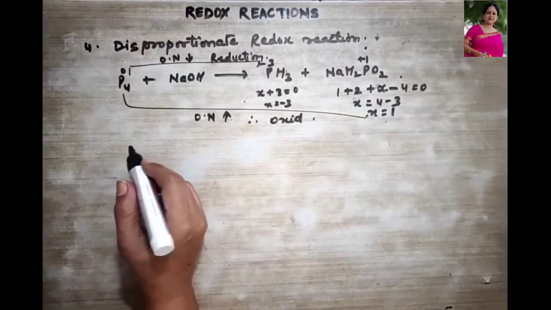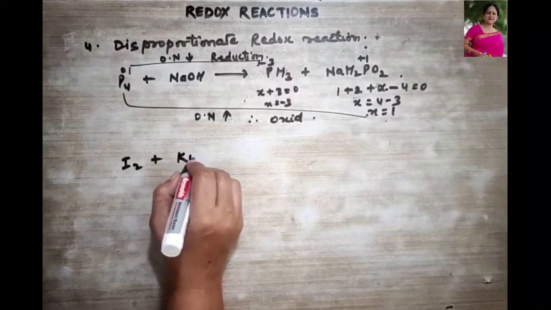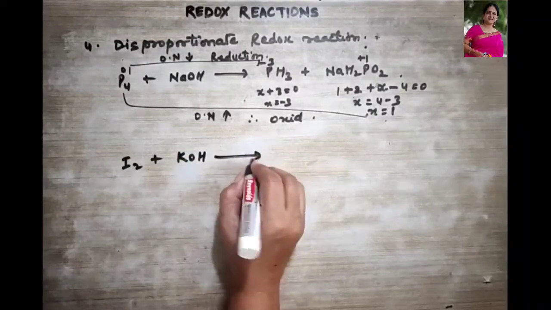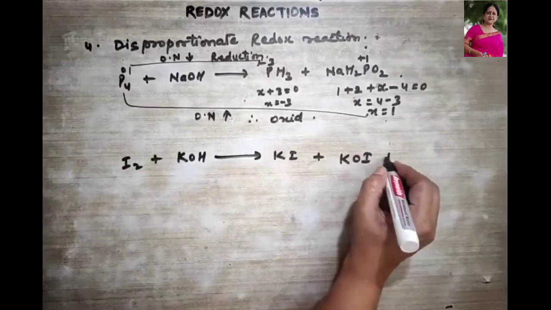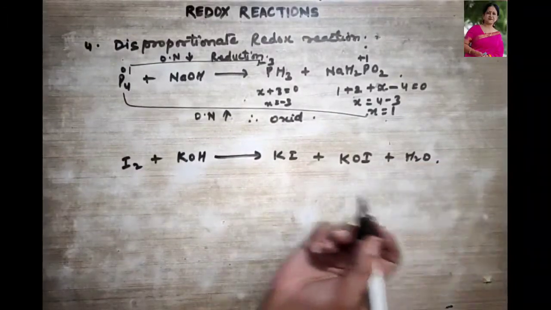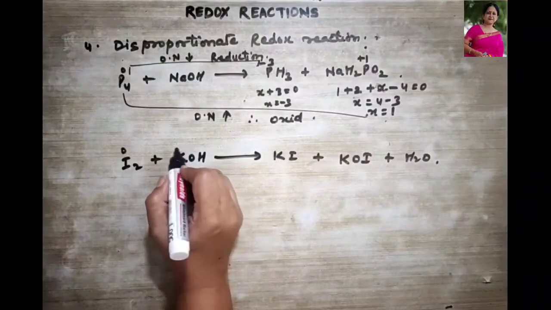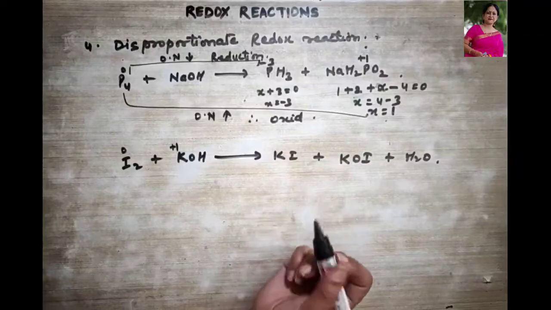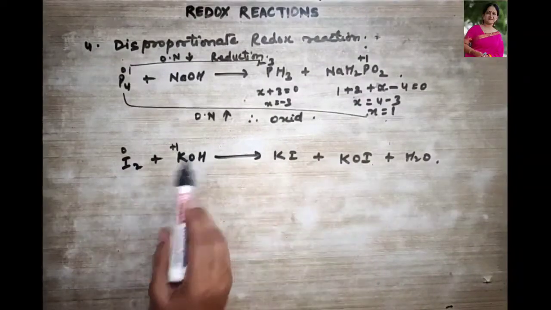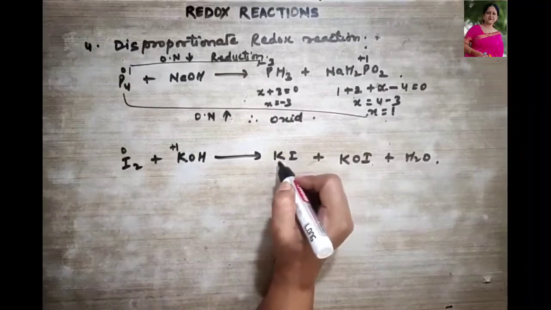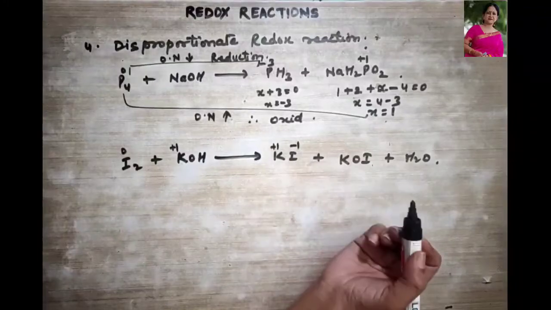Okay, let's take one more example to understand this. I2 plus KOH is going to give KI plus KOI plus H2O, right? So over here the oxidation number of iodine will be 0. For potassium it is plus 1. Now potassium is written twice, iodine is also twice, so I am using both these oxidation numbers. So potassium over here is plus 1, iodine is minus 1.